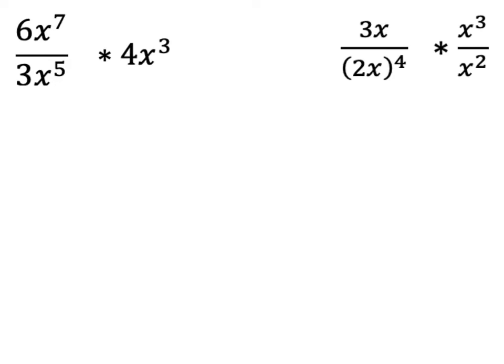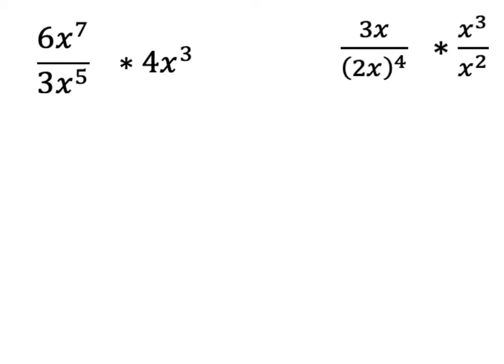Now we're going to look at two examples where we're using our quotient properties in addition to the product properties. So I would recommend, if you're dealing with problems that have fractions in them, you can simplify the fractions first and then deal with the rest of the problem, the multiplication. So let's split this fraction on the top left into two components.